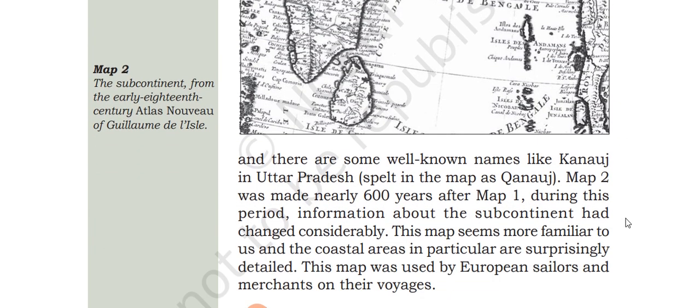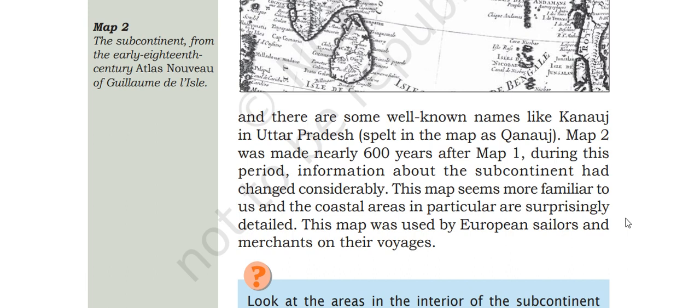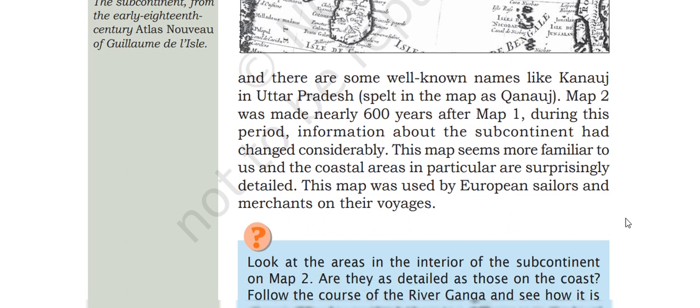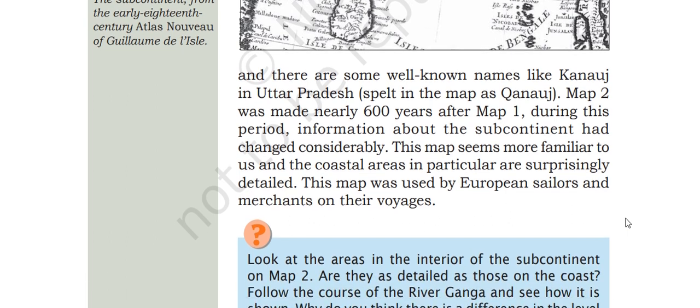The subcontinent from the early 18th century atlas, now the view of Guillaume d'Isle, and there are some well-known names like Kannauj, Uttar Pradesh. Map 2 was made nearly 600 years after Map 1. During this period, information about the subcontinent has changed considerably. This map seems more familiar to us, and the coastal areas in particular are surprisingly detailed. The map was used by European sailors and merchants on their voyages.